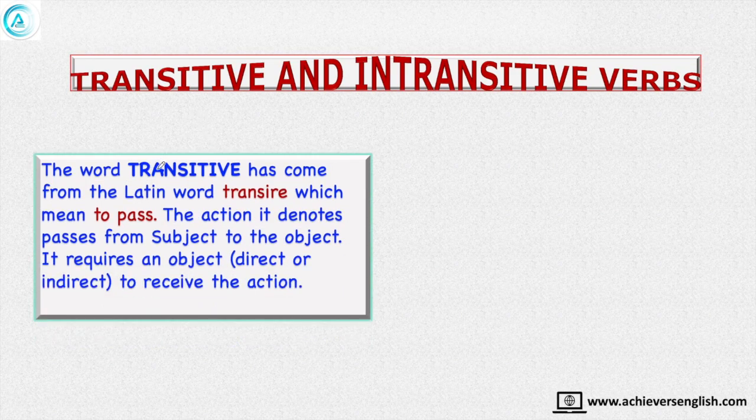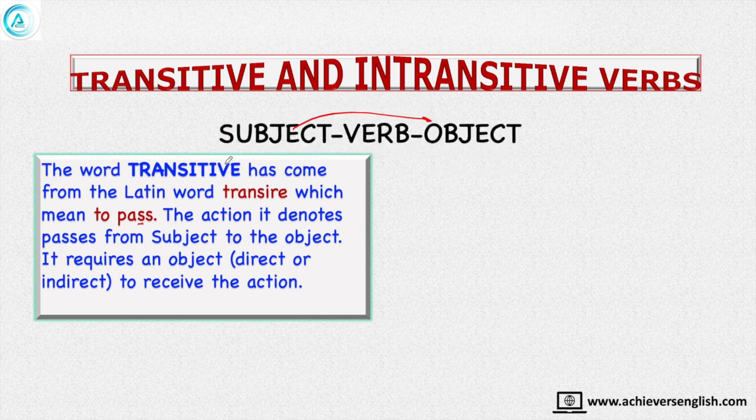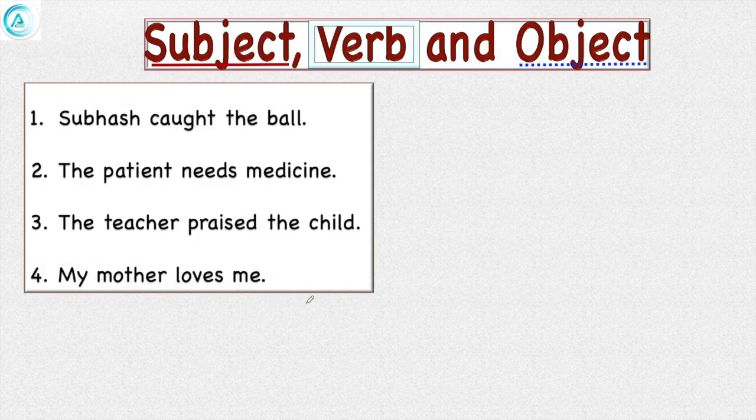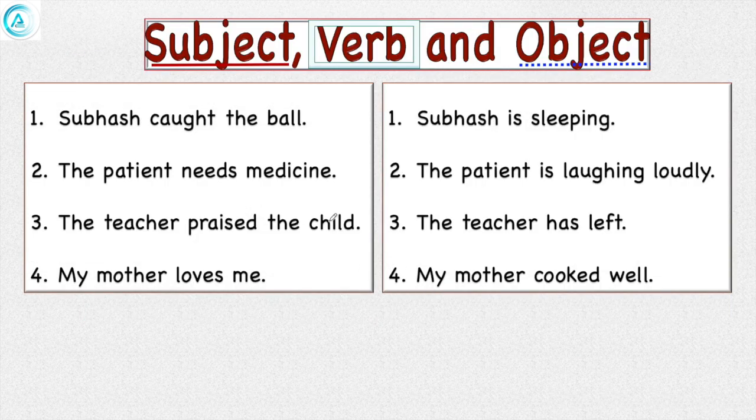As per the definition, the word transitive has come from the Latin word transire, which means to pass. So the action it denotes passes from the subject to the object. It requires an object to receive the action. Whereas intransitive verbs are action verbs that don't require a direct object to receive the action. So friends, first of all, we have to understand what is subject, verb and object. Then only we can understand that a transitive verb is passing the action onto the object and an intransitive verb doesn't need any object. Friends, there are a few sentences which are separately written to mark the difference.